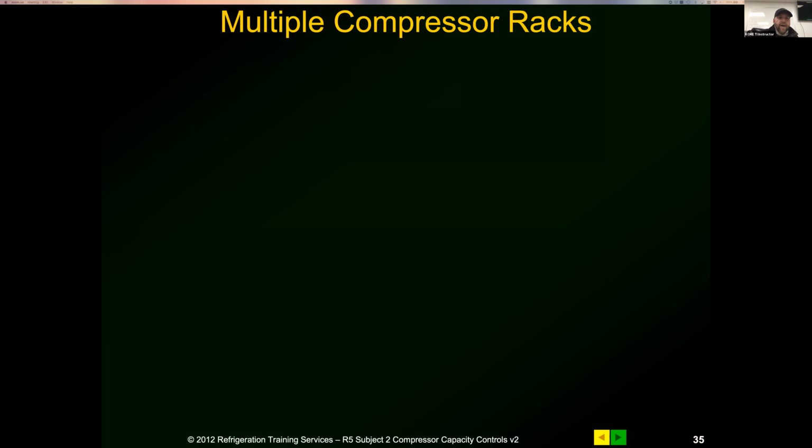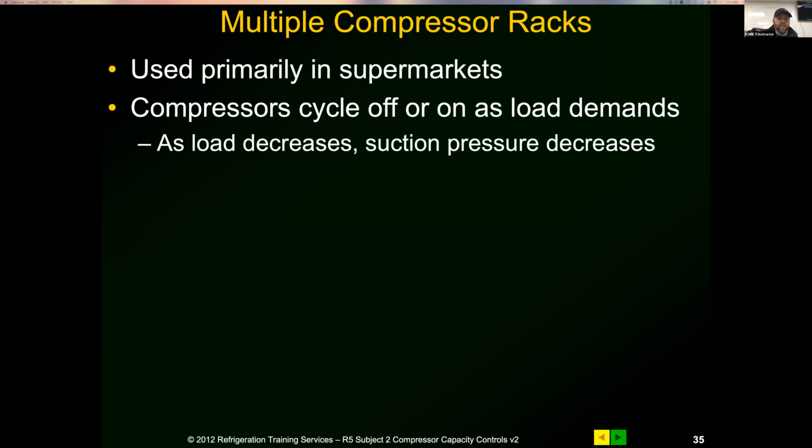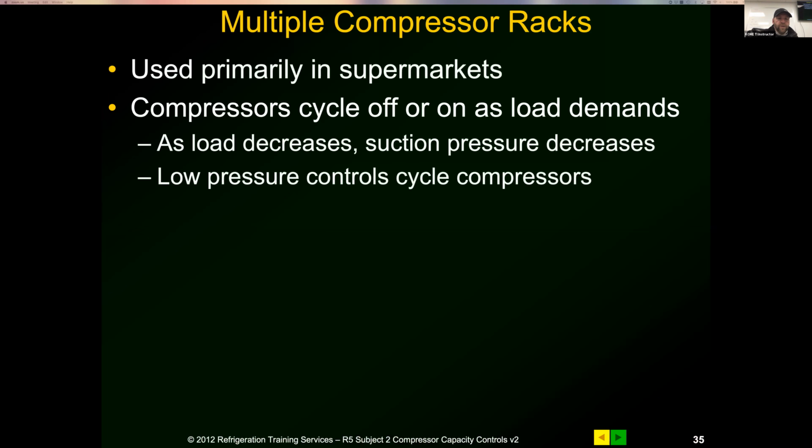Multiple compressor racks, parallels, used primarily in supermarkets. Compressors cycle off or on as load demands. As load decreases, suction pressure decreases. Low pressure control cycles compressors. I would be shocked if you still see low pressure control cycling compressors. Most everybody is using an EMS type controller or a rack controller to cycle off the header pressure.